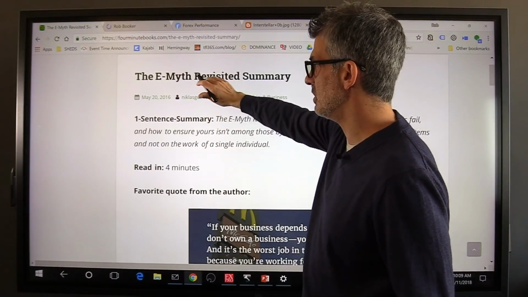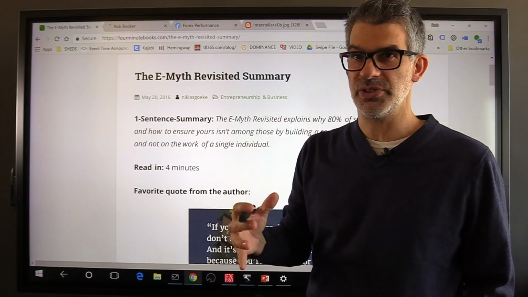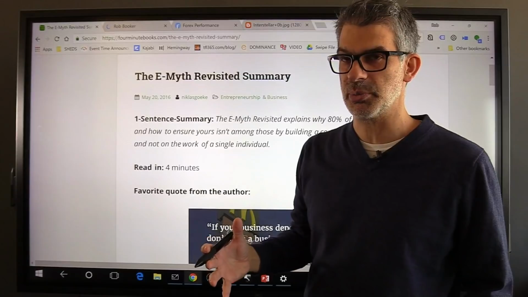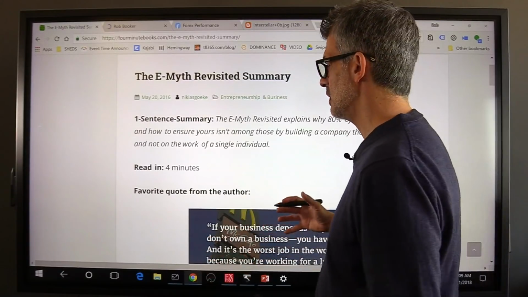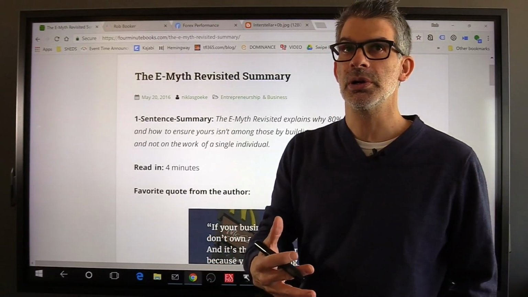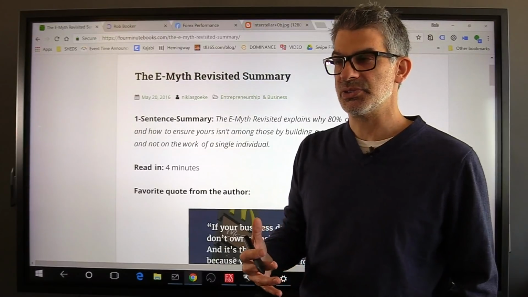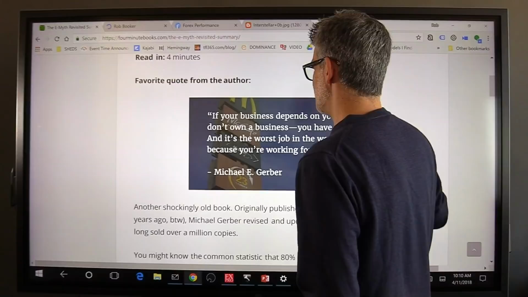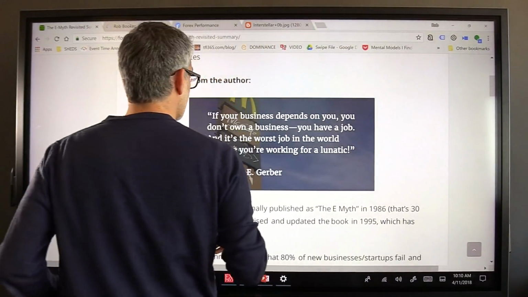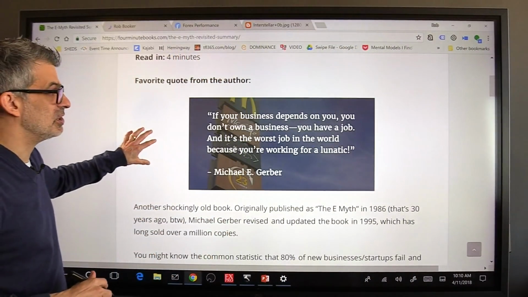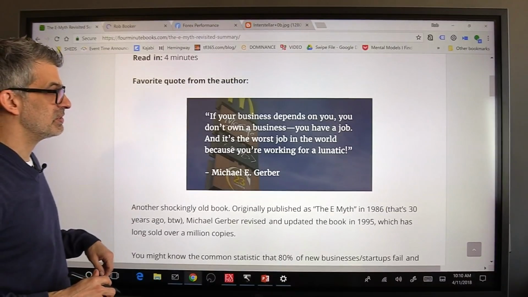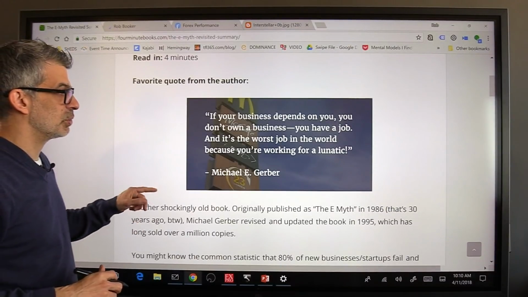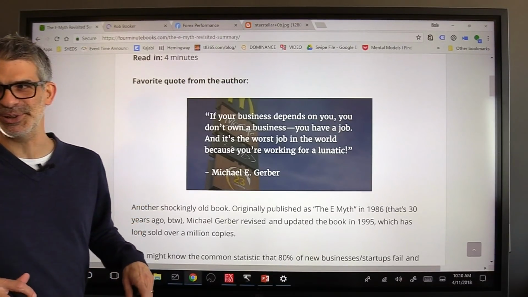It is a summary of the book, The E-Myth Revisited, which is a ridiculously awesome book published in the mid-1980s about the fact that most people are running their business like a complete dummy. Here's the greatest quote from the book. If your business depends on you, you don't own a business, you have a job. And it's the worst job in the world because you're working for a lunatic.